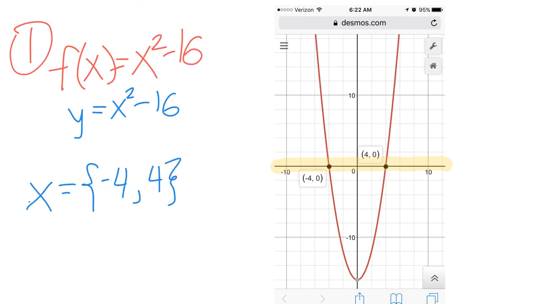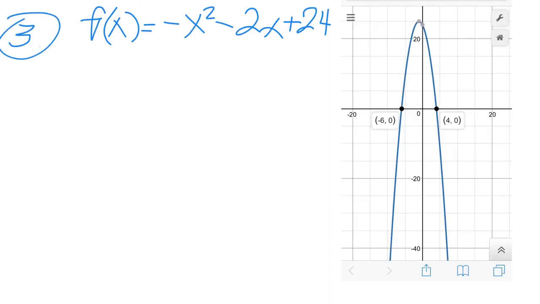So our steps again: we type it into Desmos, hit enter, look along that x-axis and see the points which they identify as zeros, or where the function crosses the x-axis.